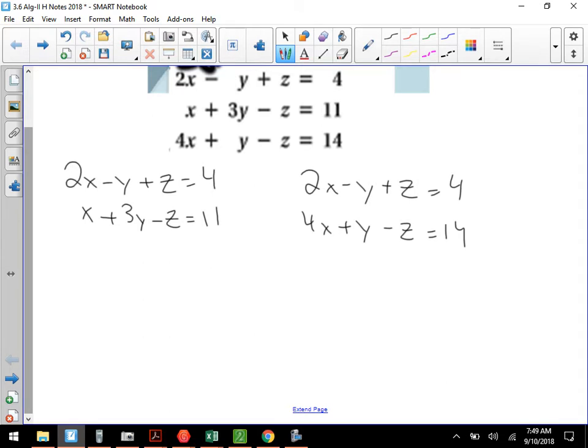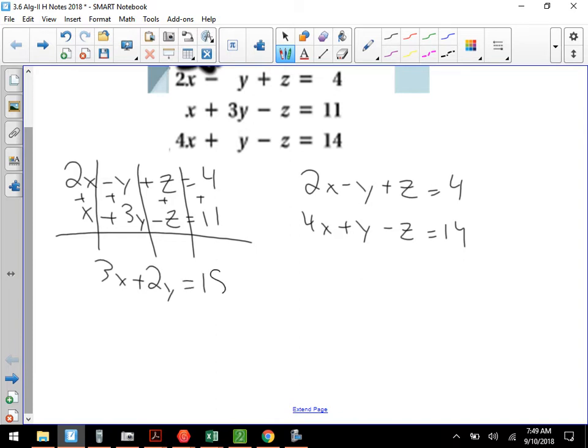In both of those equations, if I add them together, what happens to the z's? They're gone. That's what you're trying to do. You're going to use one equation to eliminate a variable in two. If we add these guys together, remember when we split them out, 2x and x is 3x, negative y and 3y is 2y, z's are gone, and then this equals 15. Then I do that again.